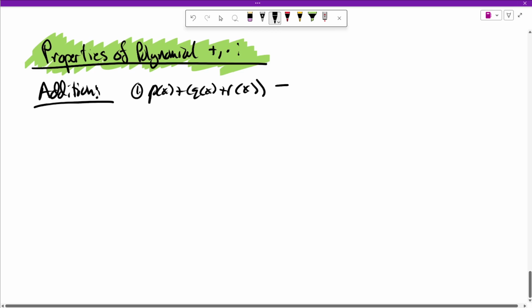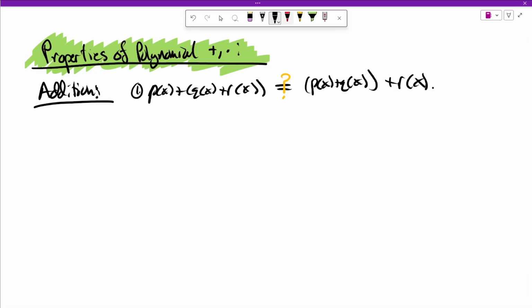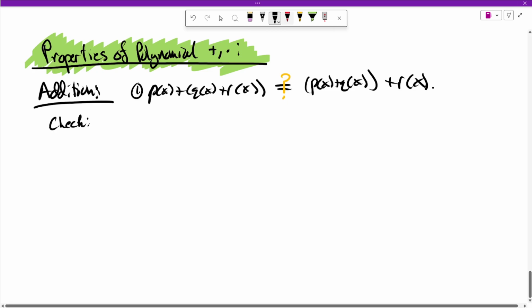And we'd want to know, is that equal to, with the way in which we've defined addition, P of x plus Q of x first, and then adding on R of x. Now, to add polynomials, remember, we have to do this silly trick of extending by 0. So I'm going to write them all having degree n, where it's understood that they may not all have degree n, where some of them may have been extended by 0. So we're going to check to see if this is true.